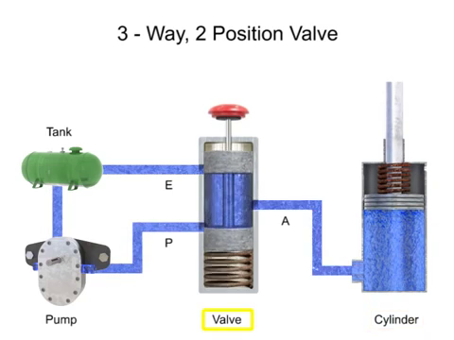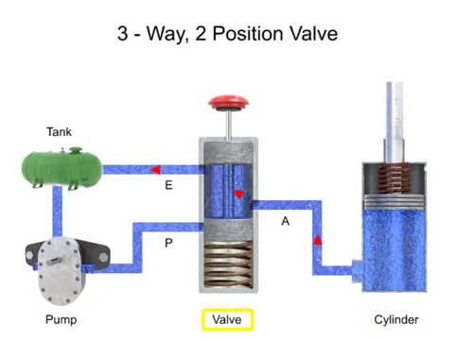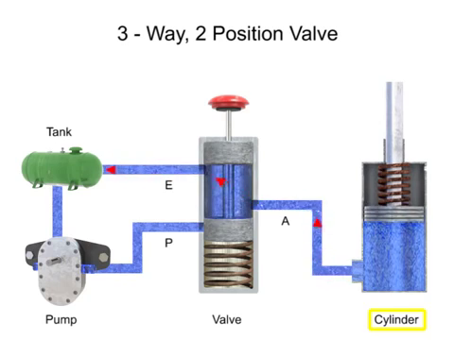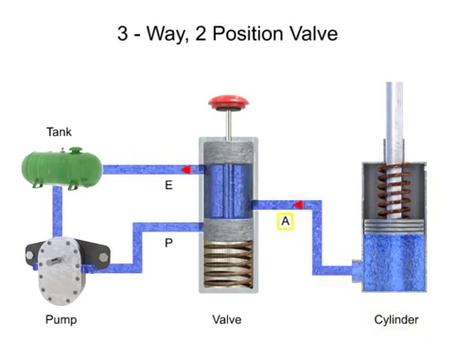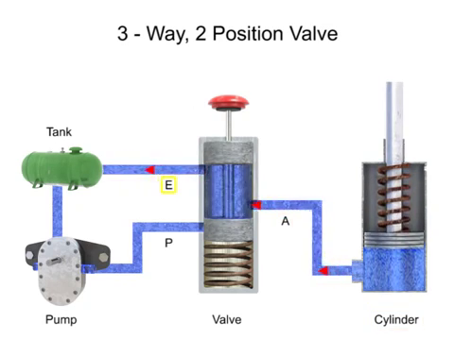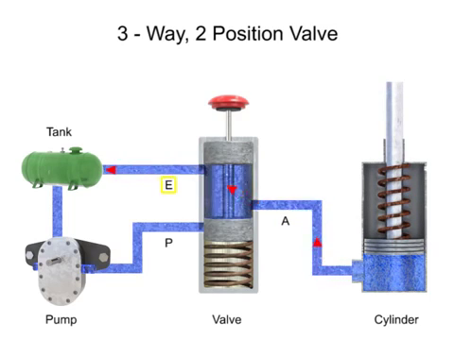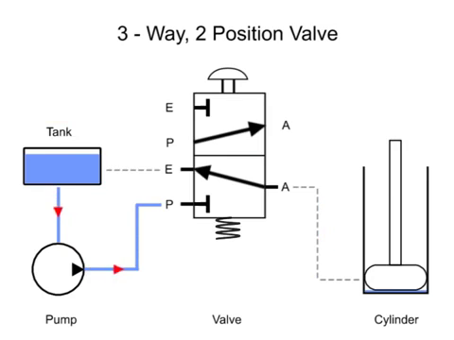When the valve de-energizes, the spool returns to position 1, pressure port P is blocked, and exhaust port E is opened. The cylinder retracts and fluid flows from the cylinder through port A and out exhaust port E. From there, the fluid returns to the tank. Here's a graphical rendering of the same system using symbols as they would appear on a schematic diagram.